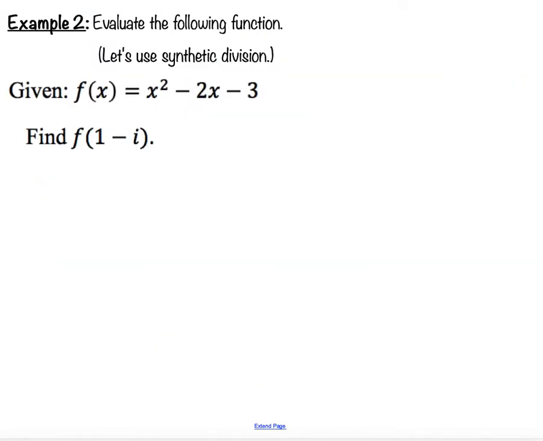So now let me show you how to do one here using synthetic division. You could choose to use this one instead. So they're saying find f of 1 minus i. A way that we can figure that out is that we can go ahead and put that inside the box.